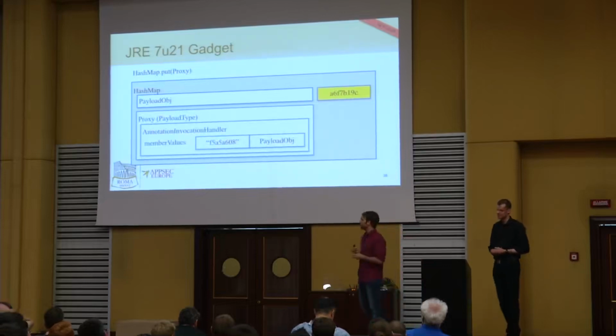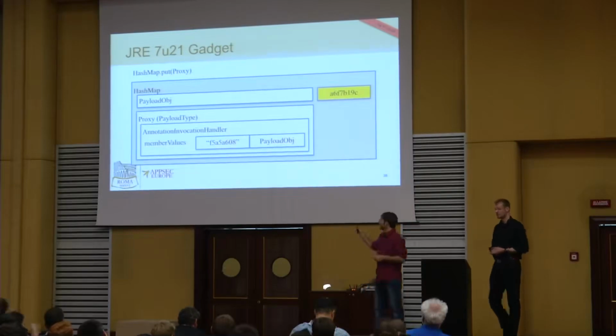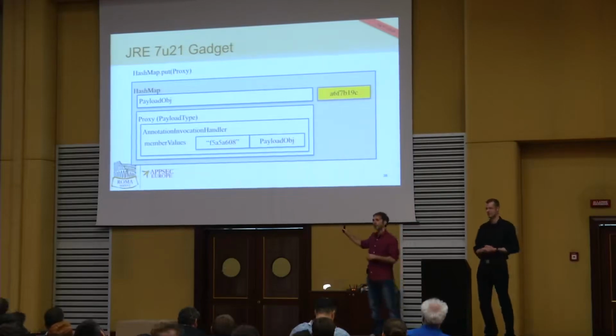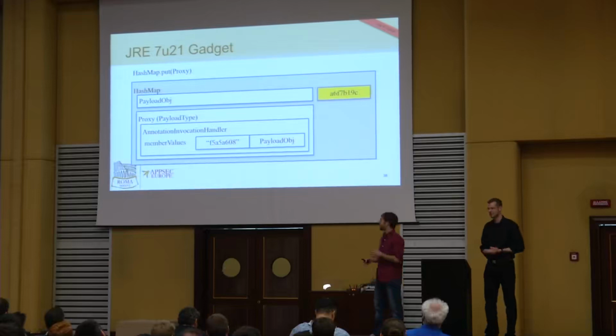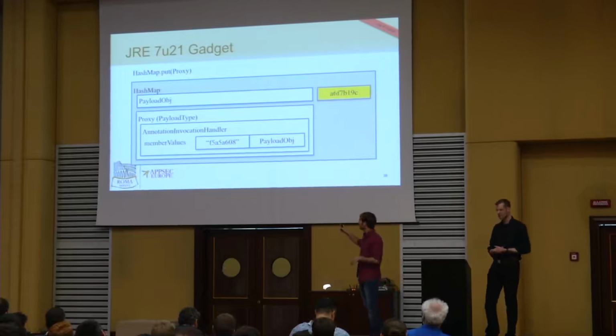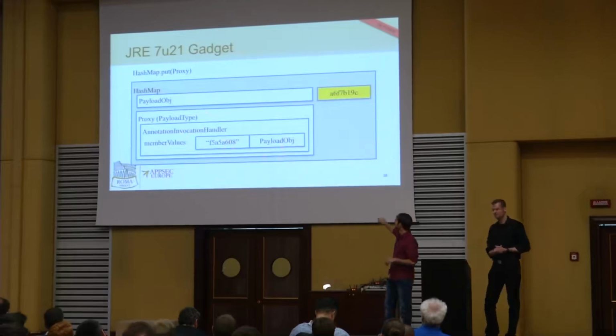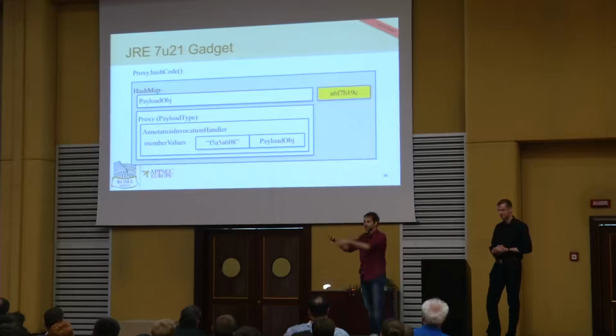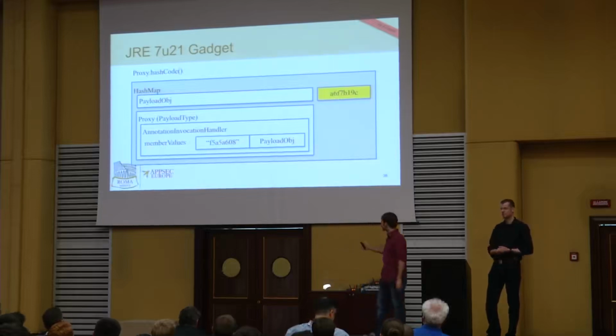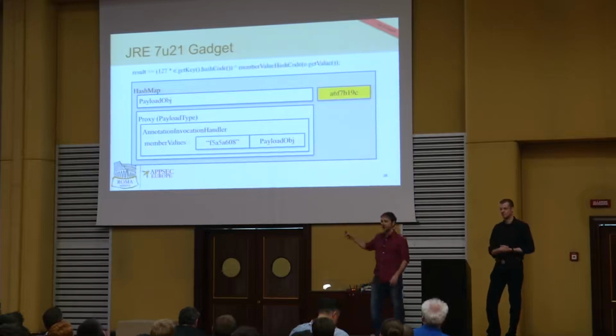As we said before, proxies are very useful for this kind of attack. It's using the annotation invocation handler as the invocation handler of this proxy, and it contains a member field with the name member values, with only one entry. The first one will be this string here, and then the very same payload object. So when we call hash code of the proxy, we will be basically intercepting the hash code call, dispatching it to the invocation handler, and the invocation handler will calculate the hash code of the proxy using this formula.